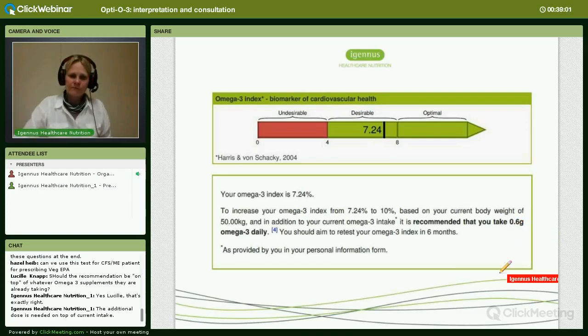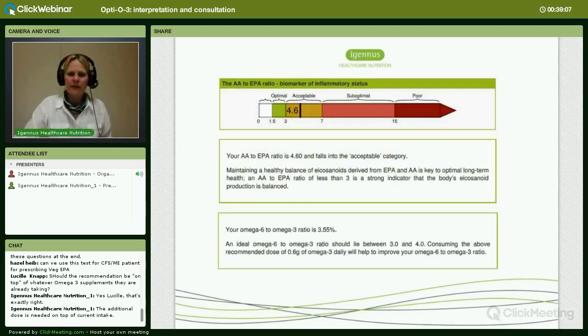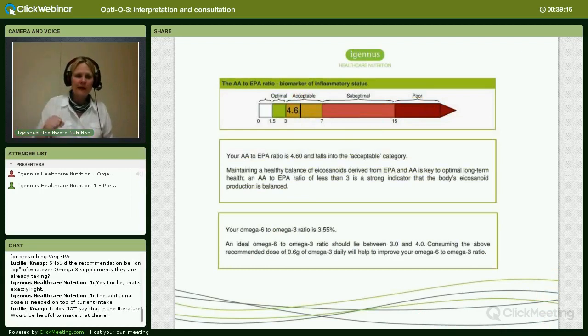And again, we generally recommend an initial loading dose of pure EPA to help optimize the AA to EPA ratio. So we tackle the inflammatory aspect first, and then we introduce DHA at a later stage for long-term maintenance of both the omega-3 index and the AA to EPA ratio. So this is really the focus.